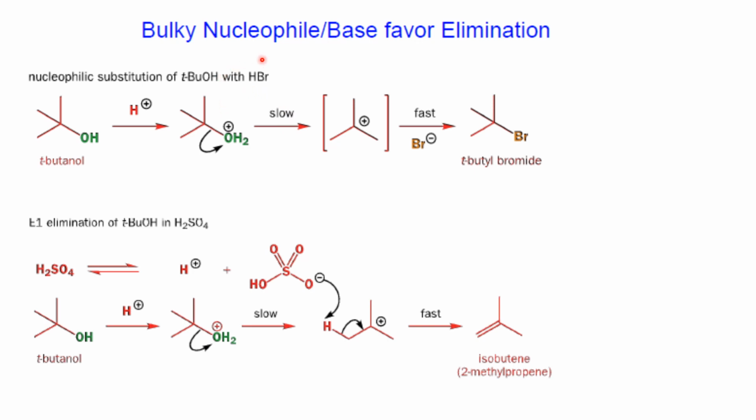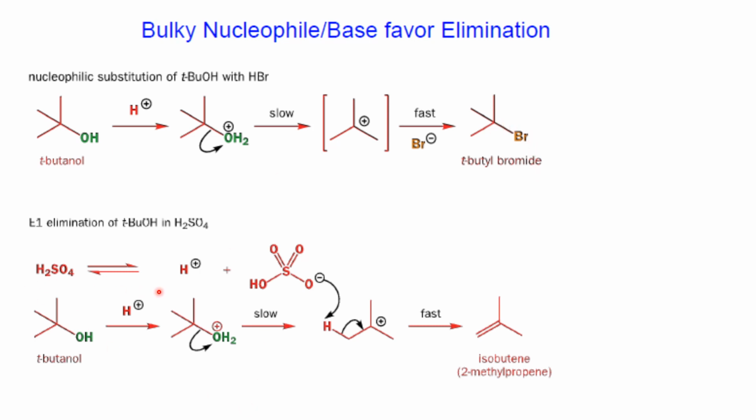So when you have a less bulky nucleophile like Br minus, which is produced from the reagent HBr, you will get the substituted product because Br minus is not that large. So it can approach the reaction center to form the tertiary butyl bromide.